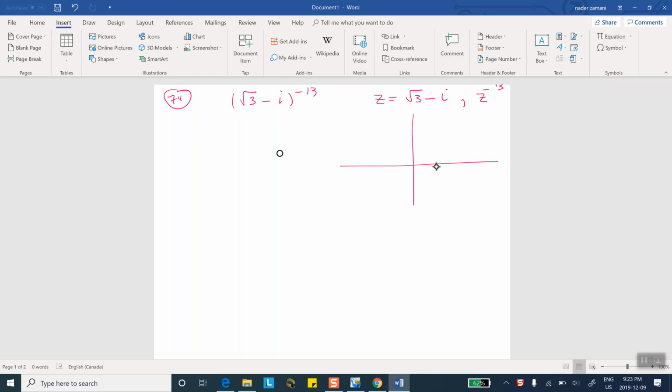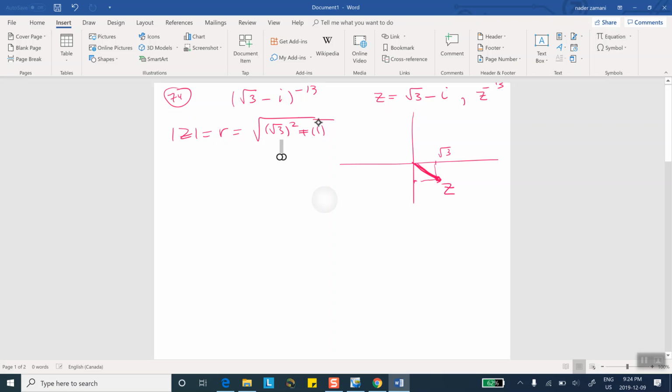So root 3 is, let's say, right here. Minus 1 is right there. So in the complex plane, this is where my z is. The modulus, or r, is simply the square root of root 3 squared plus 1 squared, and this is going to be 2. So that distance is 2.